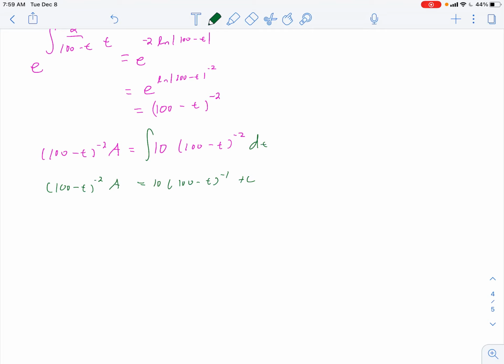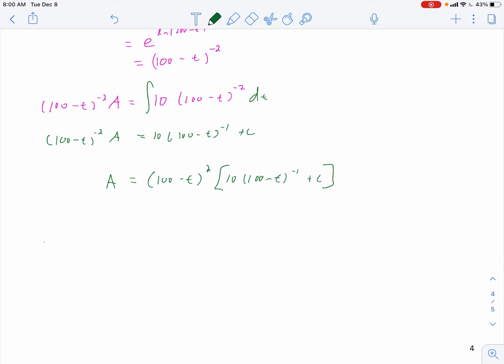Now, to get the a by itself, we're going to have to multiply both sides by 100 minus t to the second power. So let's go ahead and do that. So we have 100 minus t squared. We're just going to multiply that through 10 times 100 minus t to the negative 1 plus c. All right, when we do that, we're going to solve for a. A is going to be 10 times 100 minus t plus c times 100 minus t squared.